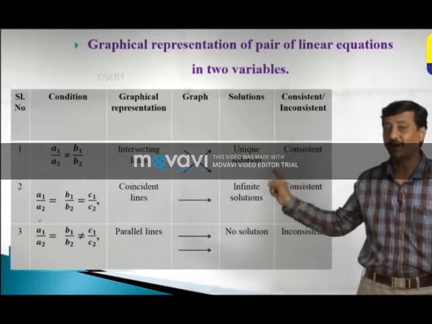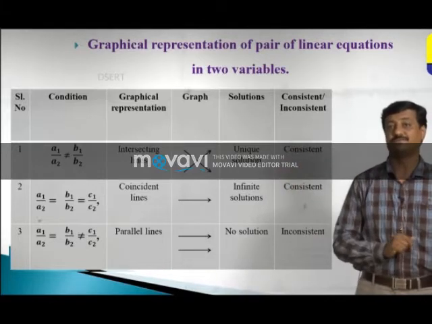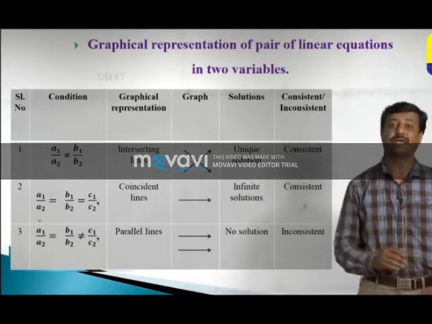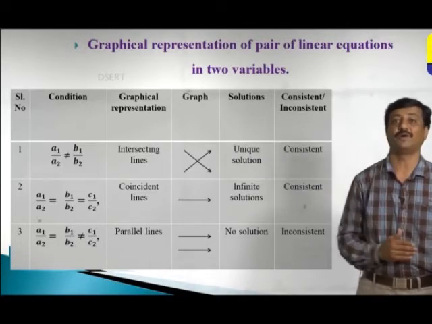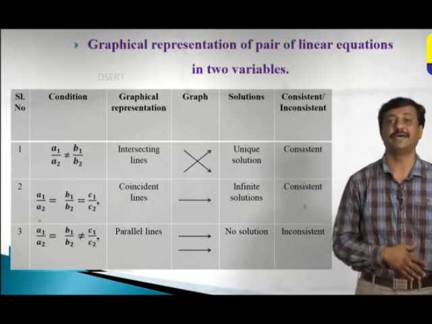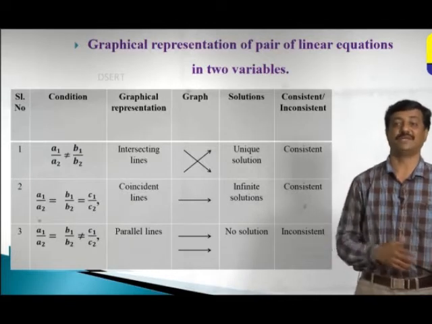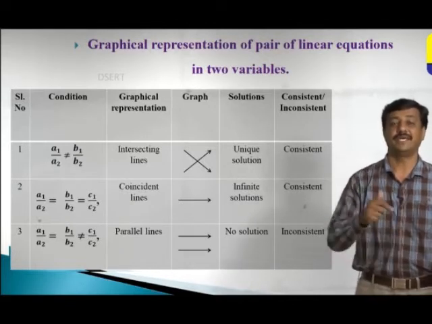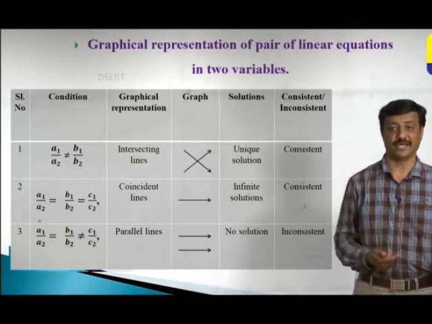Is there any common point in the graph? No. The two lines are parallel lines, hence there is no common point at all for the two lines, hence the pair has no solution. If that is the case, we say it is an inconsistent pair.